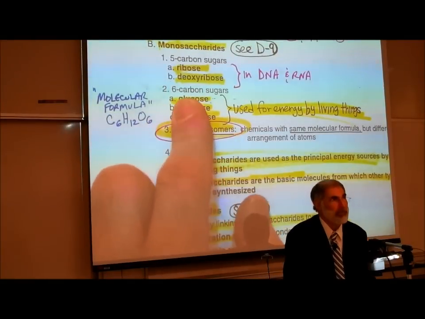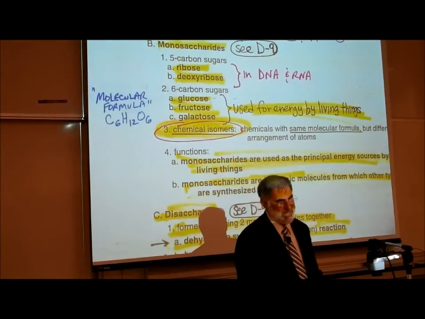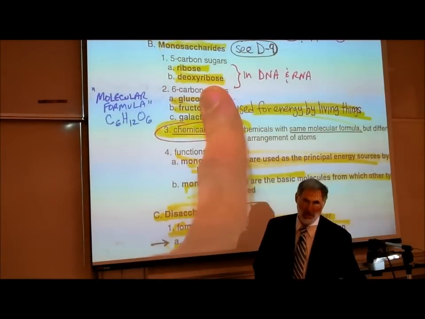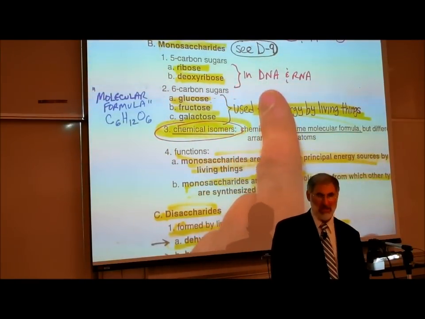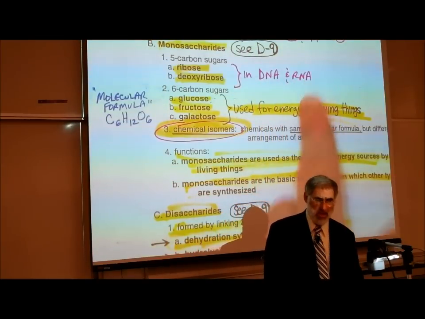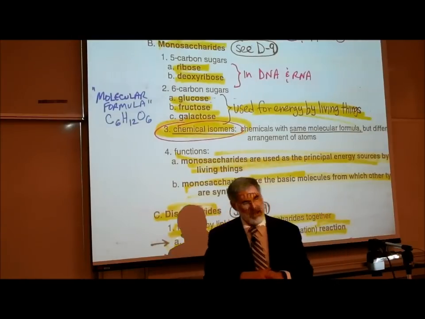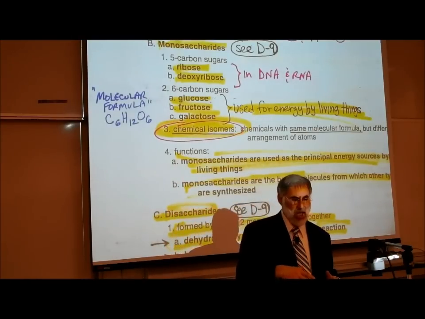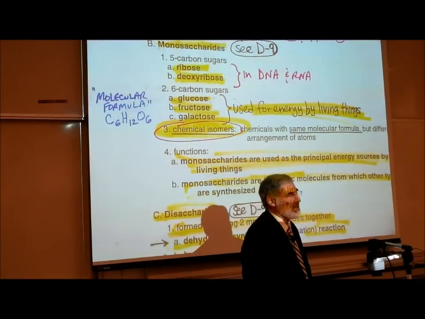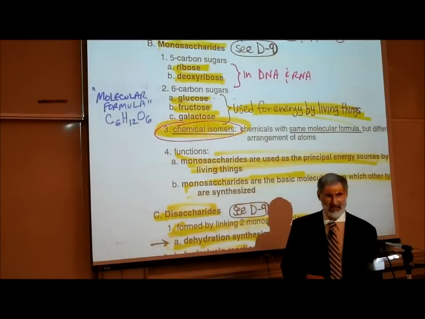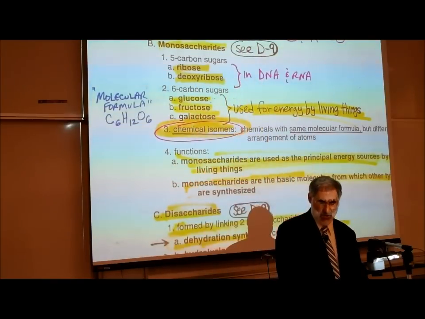Now some of these simple sugars are just 5 carbon atoms long. And there are many of them, but I'm just going to give you 2 to know. Ribose and deoxyribose. These are 2 sugars that are found in nucleic acids, DNA and RNA. In fact, how DNA and RNA get their name, and we'll learn this later, is DNA stands for deoxyribonucleic acid, because it's got deoxyribose sugar in it, and RNA stands for ribonucleic acid, because it has the ribose sugar. We'll learn more about that. But these sugars are in DNA and RNA.